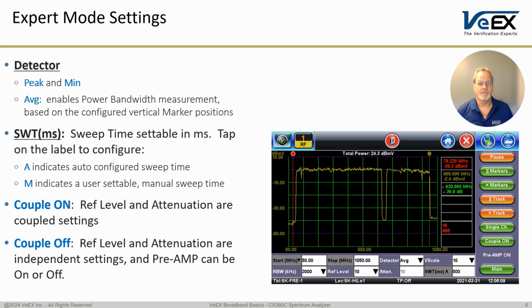When set to average, this sets the trace to show an average display. This also enables the spectrum to provide a power bandwidth measurement based on the vertical marker settings. I will cover this in an upcoming slide.